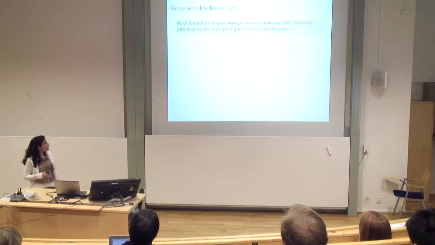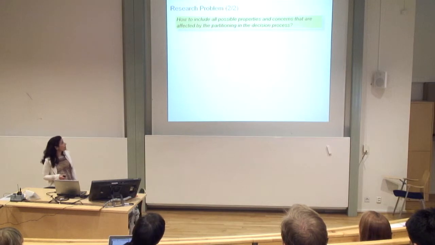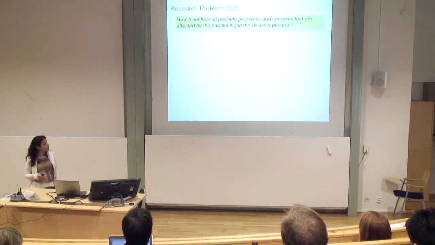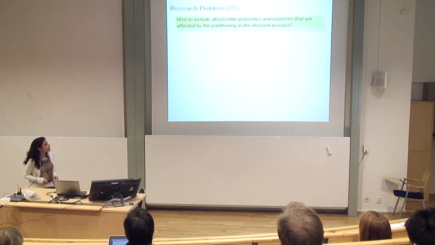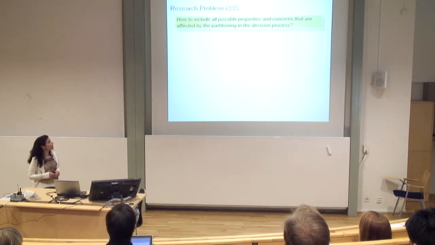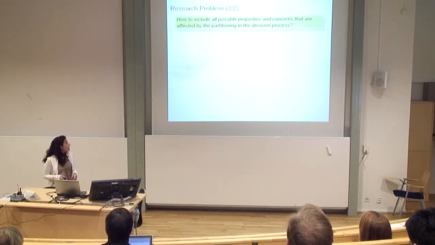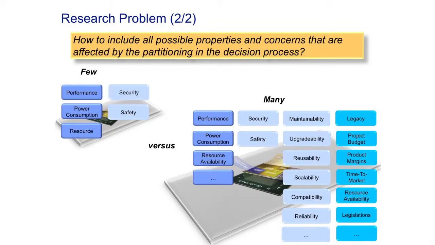The second question related to what we are discussing today is how to include all possible properties and concerns that are affected by the partitioning in the decision process. As I mentioned before, in the state of practice very few properties are taken into consideration. There is an example. What we want to say is, how is it possible to include all of the extra-functional properties that affect the partitioning and that are important in the development process before we perform the decision into hardware or software?